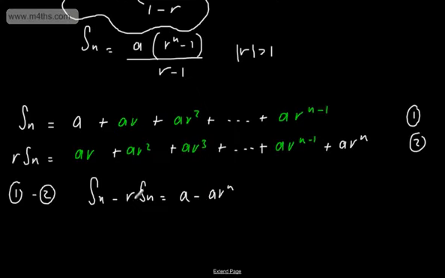If we factor on the left hand side, we've got a common factor of s of n. That leaves me 1 minus r. On the right hand side, a common factor of a, 1 minus r to the n, and we can simply divide through.